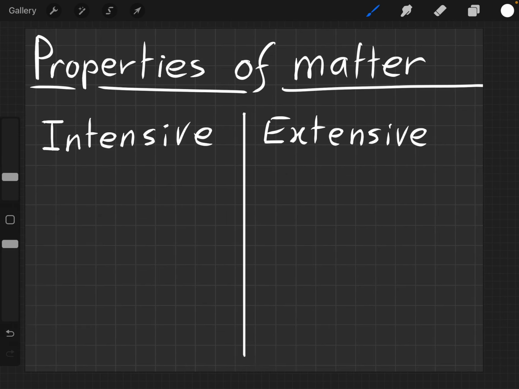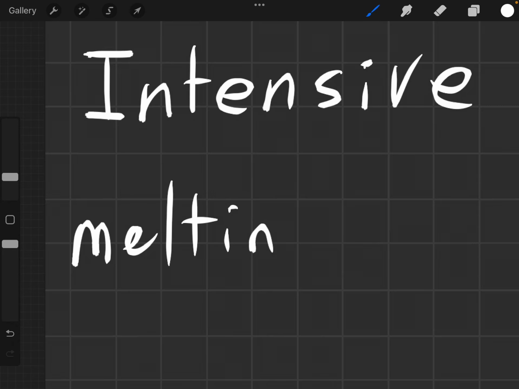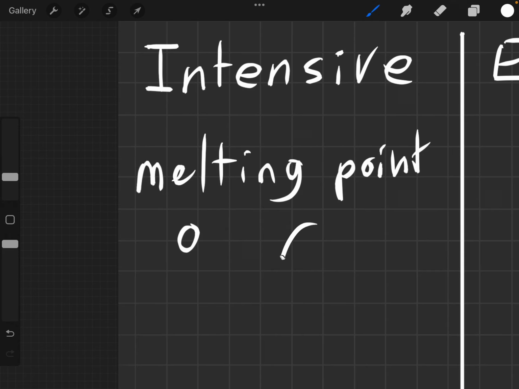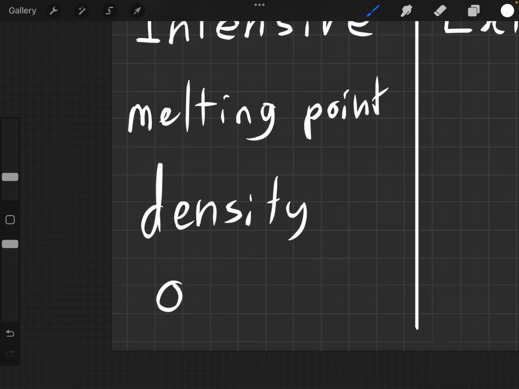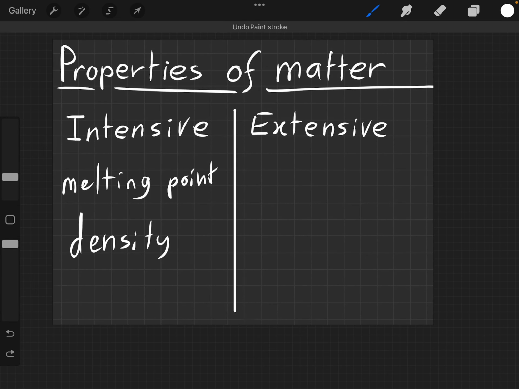Another way of categorizing properties of matter is into the two groups of intensive properties and extensive properties. So intensive properties are properties that are not dependent on how much of a substance there is. For example, a substance's melting point is the same whether you have a small piece of the substance or a big piece of the substance. Likewise, the substance's density is also the same whether you have a small amount of the substance or a big amount of the substance.